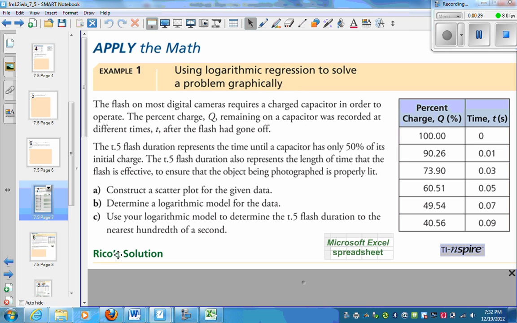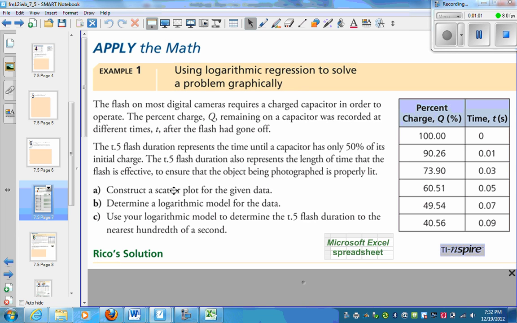Okay, so here's an example. The flash on most digital cameras requires a charged capacitor in order to operate. The percent change Q remaining on a capacitor was recorded at different times t after the flash had gone off. The T5 flash duration represents the time until the capacitor is only 50% of its initial charge. The T5 flash duration also represents the length of time that the flash is effective to ensure that the object being photographed is properly lit.